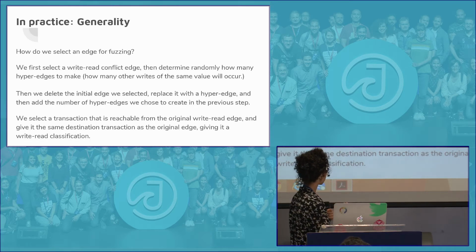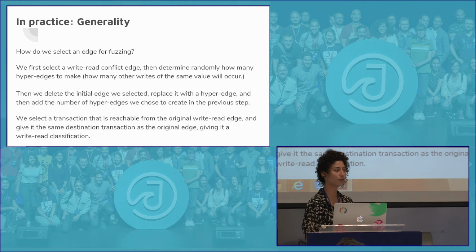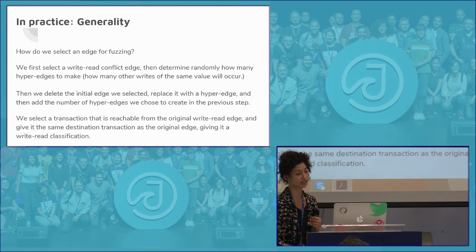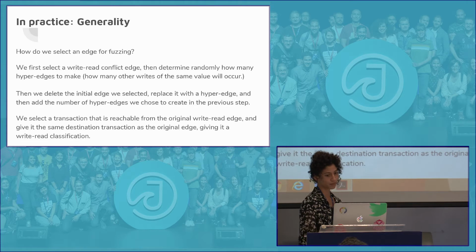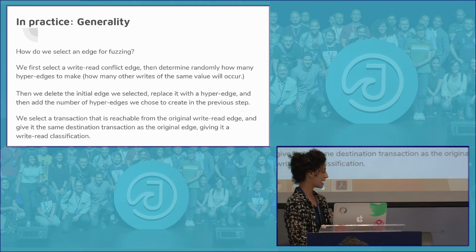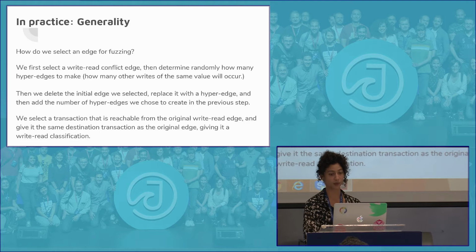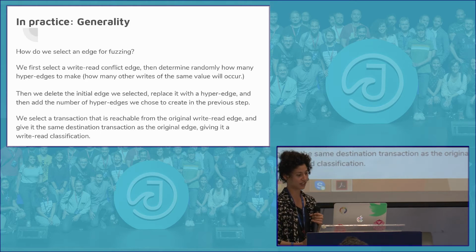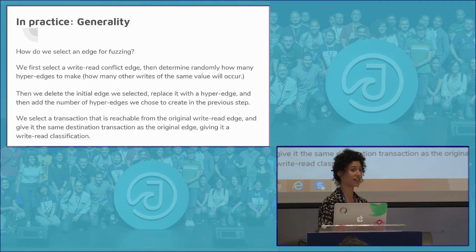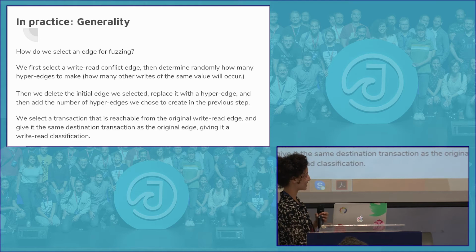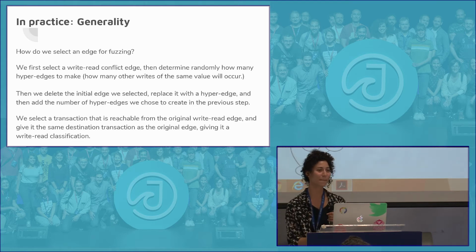And so when we're selecting an edge, we pick some write-read edge, and we pick some second transaction which is reachable from that edge, not necessarily its next neighbor, but something which could feasibly witness its effects. We'll then delete the edge that we selected and replace it with some hyper-edge. We'll choose some number of other hyper-edges to write that same value and give them the common destination transaction as the original edge, and we'll give that a write-read classification. And that's very abstract, but in practice looks, sorry, jumping to the wrong slide, looks like this.